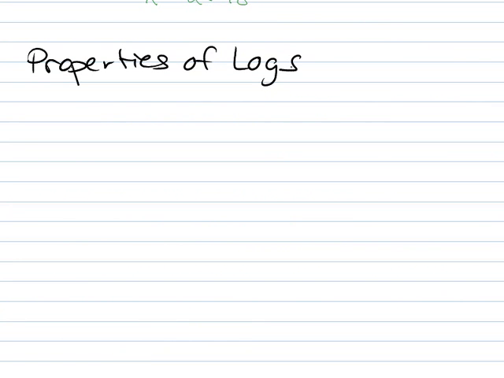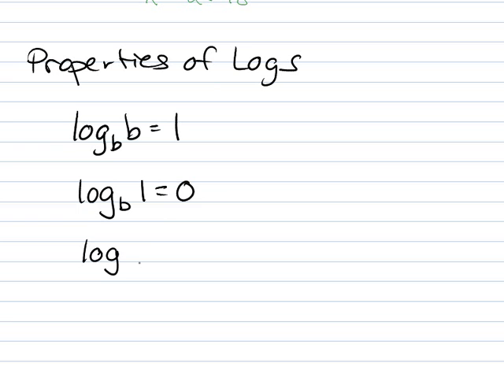Now, one more thing that we'll look at again. Let's remember our properties of logs. We had log base b of b is 1. We had log base b of 1 is 0. We had log base b of b to the x is x. And we had b to the log base b of x is x.